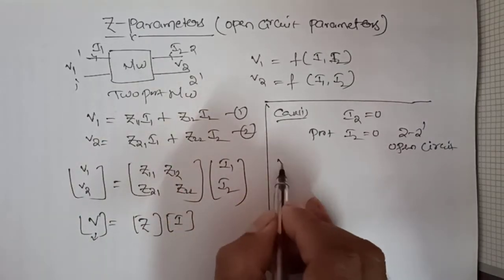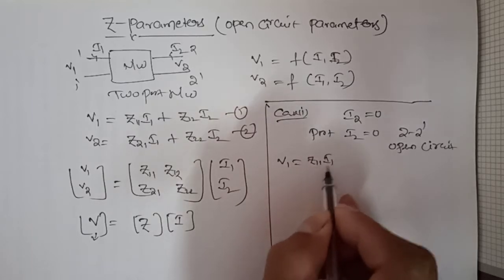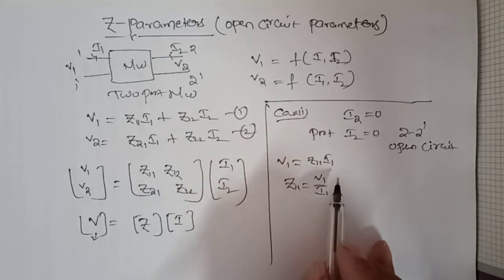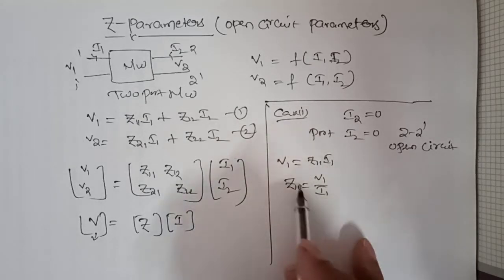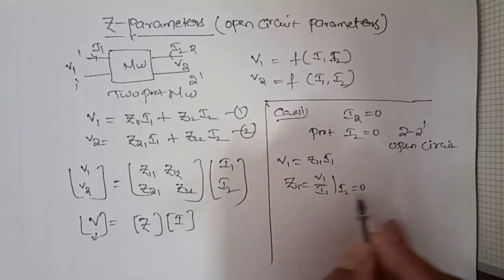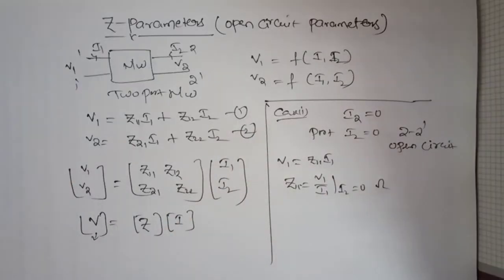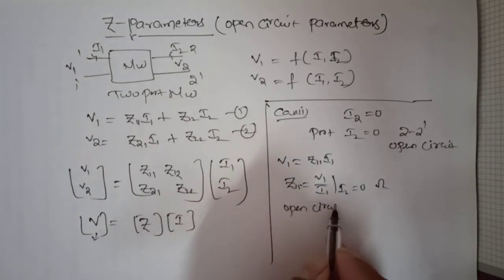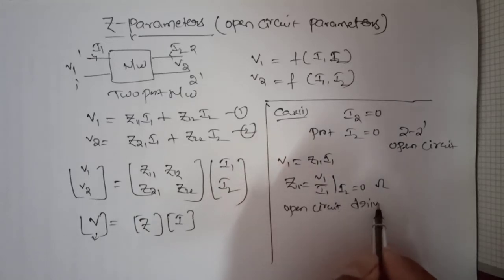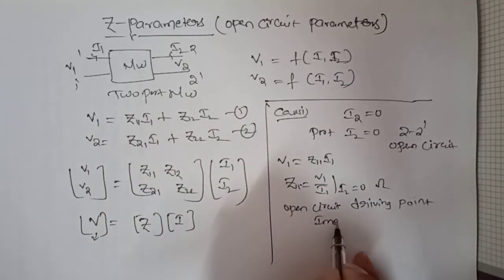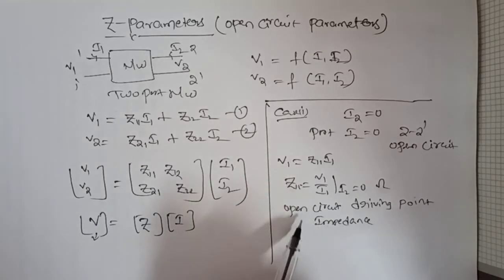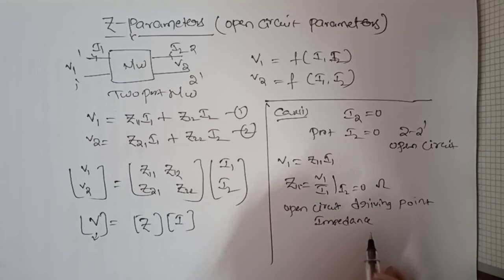Then from equation 1, we get V1 equal to Z11 I1. So Z11 equal to V1 by I1. It is nothing but the ratio of input voltage to input current, by making the second port open circuited. Being V by I, the unit is ohms. That is why the parameter Z11 is called the open circuit driving point impedance. Because through the input port we are driving the source, it is a driving point impedance. By making the second port open circuit we are finding this parameter, so we call it the open circuit driving point impedance.